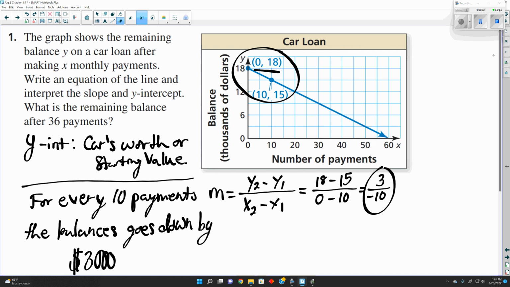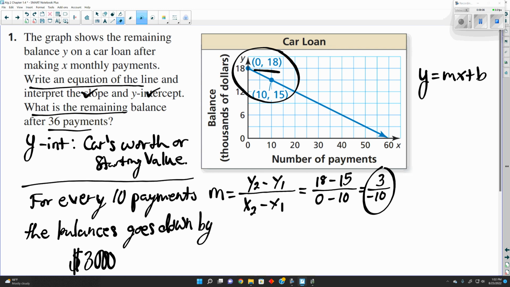So let's look at what we've done so far. Write an equation of the line and interpret the slope. So have we interpreted the slope? Have we interpreted the y-intercept? Did we find the equation of the line? No. And what is the remaining balance after 36 months? So we have 2 parts left, yes? Now the general form for any equation, what we're trying to get to is y equals mx plus b, yes? That's what we want to get to for the equation of a line.